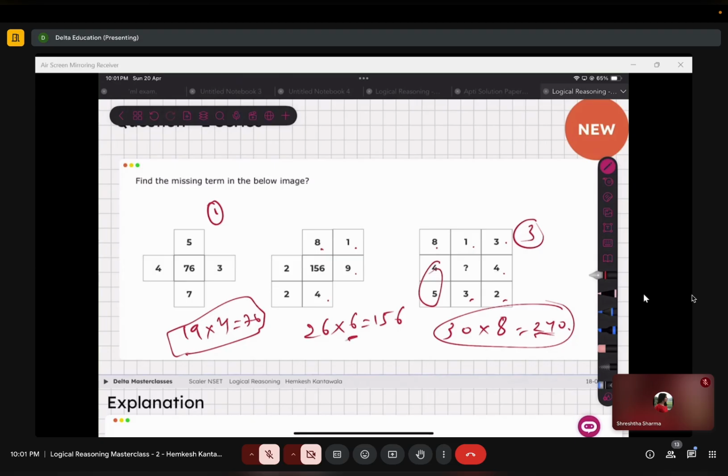The pattern was 4, 6, 8. Yeah, 4, 6, 8 was also the pattern, and one more pattern was around the center block. How many blocks are there? Here it is 4. Here it was 6, and here it is 8. So we need to multiply the number by the number of blocks, right? So this was the pattern. Any doubts? Anyone?